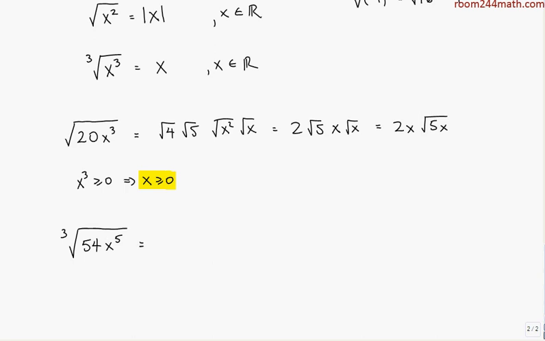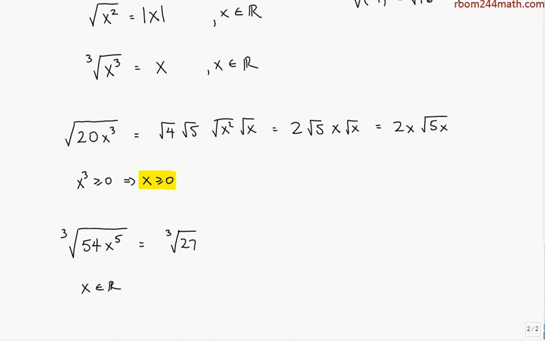Let's try one more, this time with a cube root. So cube root of 54x to the 5th. Let's do the restriction first. When you have a cube root, it really doesn't matter what you plug in. It doesn't matter whether the variable has an exponent that's even or odd. If it's odd, then the radicand could be negative or positive, depending on whether x is negative or positive. But since it's a cube root, we don't really care. This expression is defined for any real number value of x.